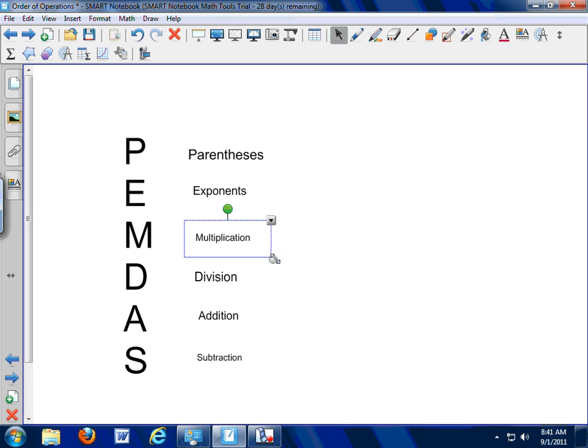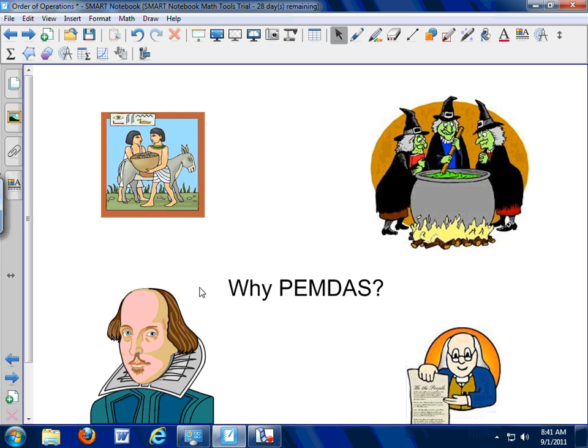Try to make them all roughly the same size for you. There we go. So parentheses, exponents, multiplication, division, addition, and subtraction. Those are the order that we do our operations in according to experts. So why is that the order? How did that come about? Who, if you took a second, who decided amongst the people on this page that the order of operations would be that?